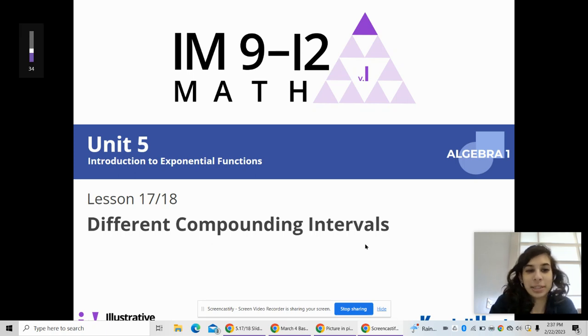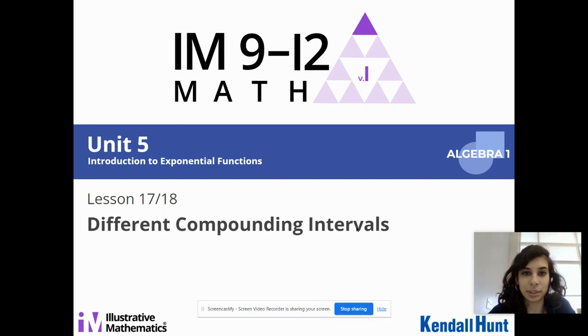All right, everyone, welcome to lesson 17 and 18. Today we're going to be talking about different compounding intervals. We're going to talk about compound interest. So, what is compound interest?